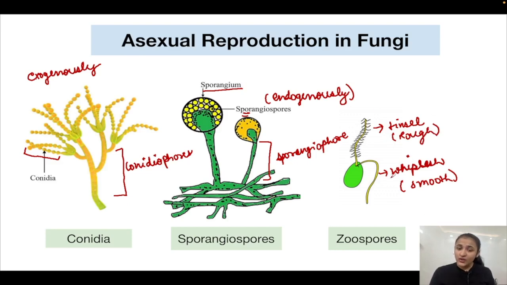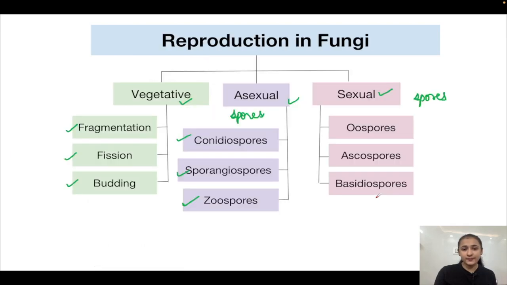These are the third type of asexual spores, and they also have the potential to give rise to a whole new fungal mycelium or fungal organism. Now if we come to sexual reproduction, sexual spores are of three types: oospores, ascospores and basidiospores. Let's look at the sexual spores.